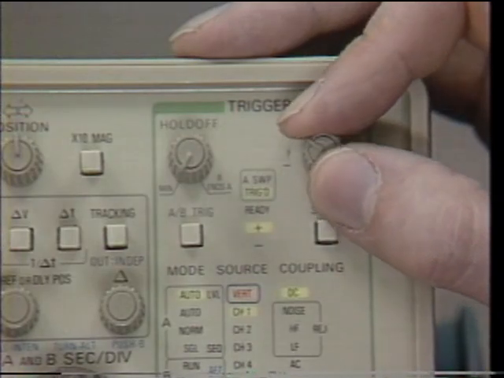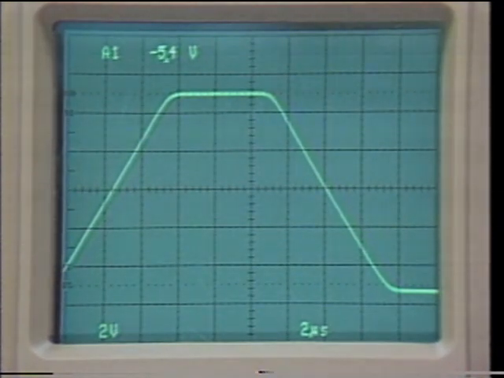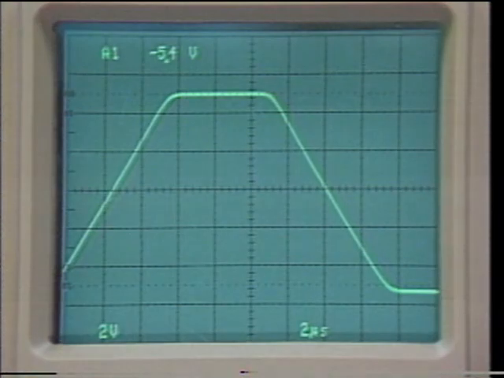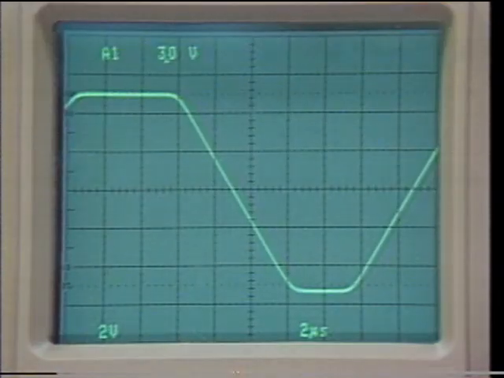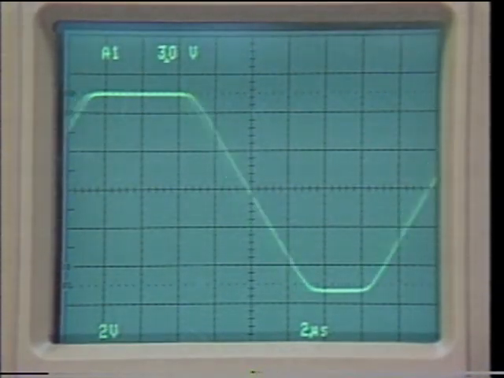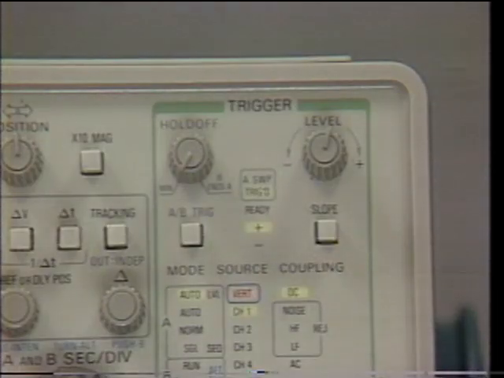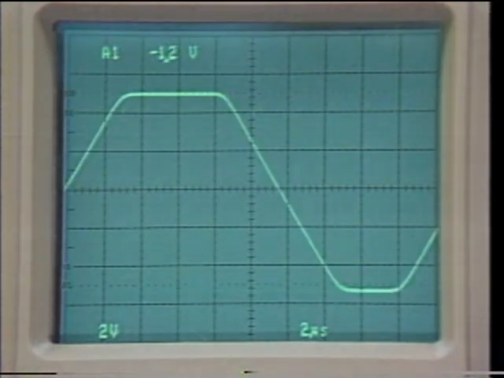If the level control is fully counterclockwise, the level selected will automatically be near the negative peak. That is, just slightly positive of the negative peak. If the control is fully clockwise, it will be set very near the positive peak. And if the control is somewhere between, when the trigger level range is reacquired, the level will be very near the 50% point, that is midway between the positive and negative peaks.